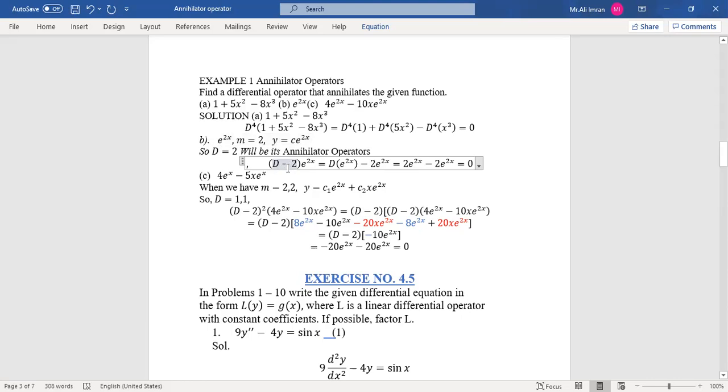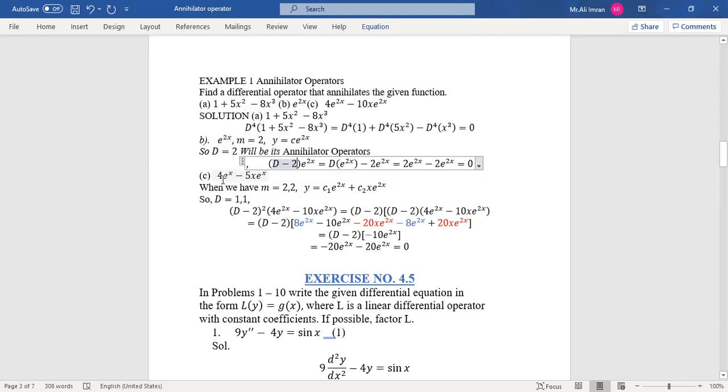This can be proved as follows. D minus 2 will be applied on e^(2x). We can write D of e^(2x) minus 2 times e^(2x). The derivative of e^(2x) is 2e^(2x), and minus 2e^(2x) will cancel, and it is reduced to 0. So D minus 2 is an annihilator operator of e^(2x).